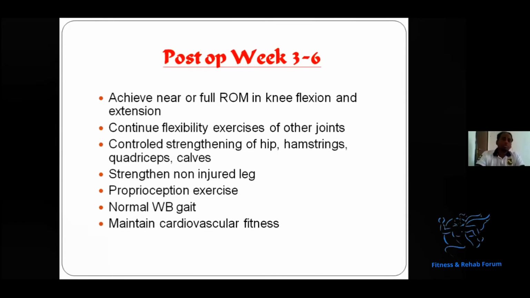So then in post-op week 3 to 6, the main aim is to get near full range of motion, minimum 110 or 120, so that he'll be able to do cycling. Usually by the 4th or 5th week, the athlete will be doing cycling, and we have to start hamstring stretching, flexibility of the other joints also, and controlled strengthening exercises of the hip muscles, hamstrings, quadriceps, and calf at this phase. It should be controlled, non-weight bearing exercise.